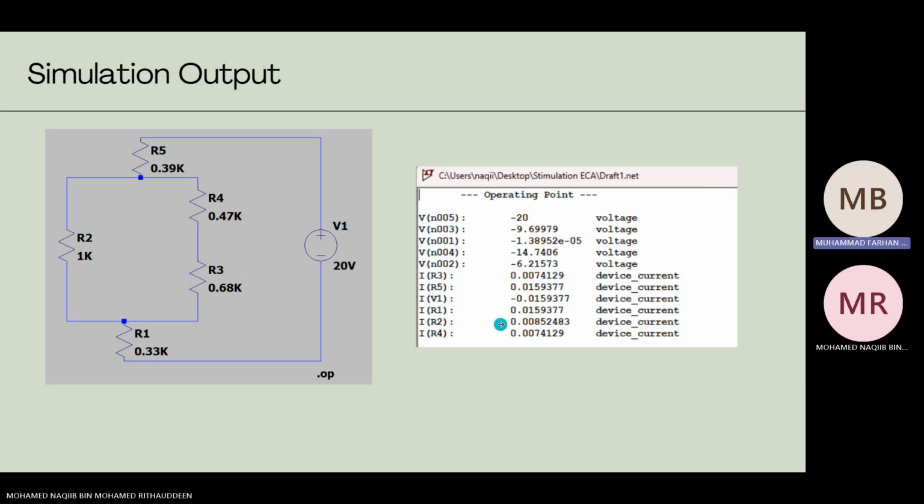My bad. So the R2 is 0.0085 milliampere. So R3 and R4 is 7.4 milliampere. Okay. So for the conclusion, we built the circuit, calculated the current and voltage, and ran a simulation. And the values from our math and simulation are very close. This proves our understanding of series-parallel circuits is correct. So that is for lab 2.